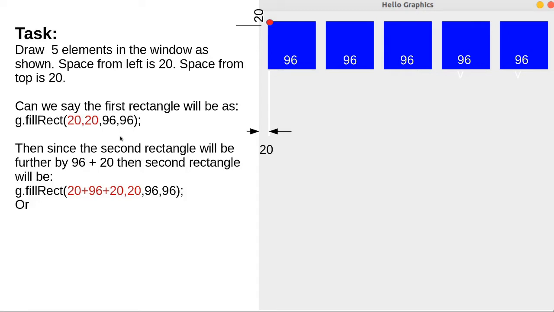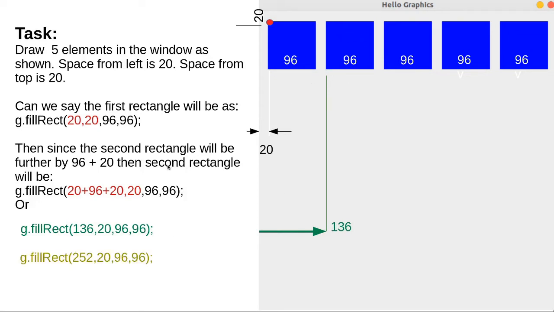Because we need 5 of them, we have to calculate the second rectangle's top left corner. The only changing parameter is the distance from the left. That's why you see 20 plus a rectangle width plus another space will give the total distance of the second rectangle from the left side, which is 136. So 136 from the left of the screen is the top left corner, and the other parameters are exactly the same. So this command will draw the second rectangle.